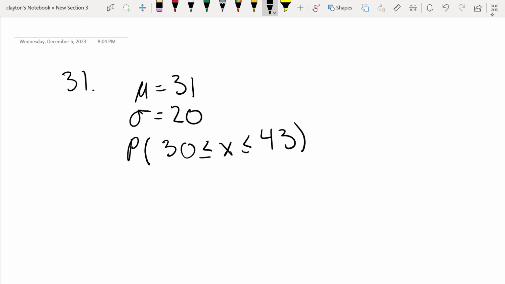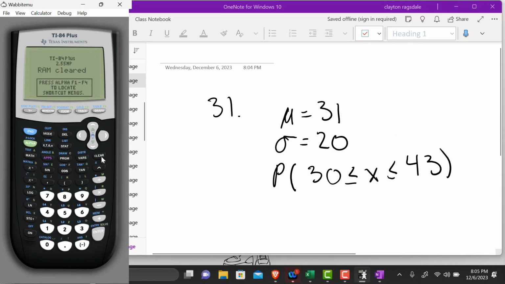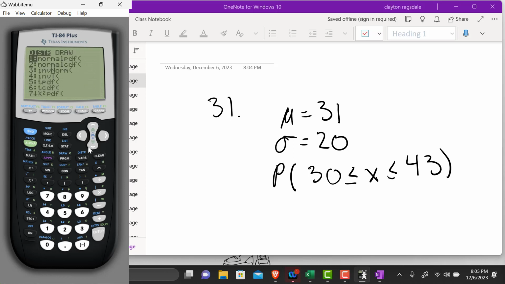So let's go ahead. We'll open up our calculator over here. I believe it's going to be in second vars for distribution. We are interested in normal CDF. We have a lower first of 30. We have an upper of 43. We have a mu of 31 and a standard deviation of 20.